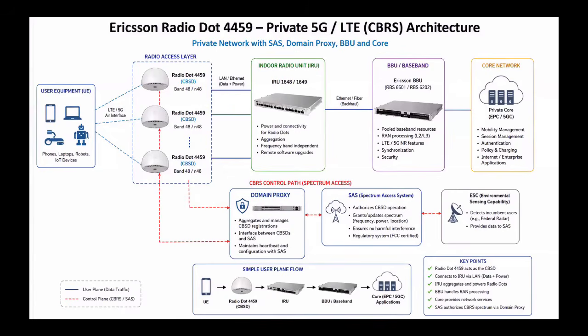So this is what I was talking about. User equipment is connected to the radio dot, and the radio dot is connected to the IRU with the help of a LAN cable, and with the help of a fiber cable, it is connected to the BBU and then to the core. But in case of CBRS, this CBSD should be connected to the domain proxy, then to SAS, and SAS should be connected to the ESC.